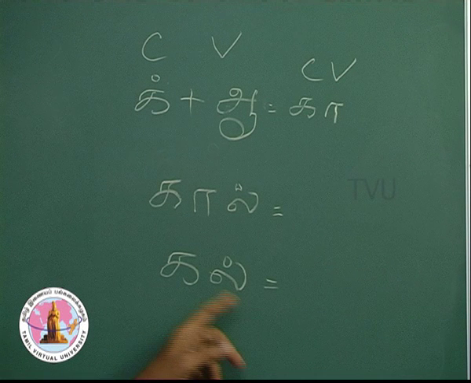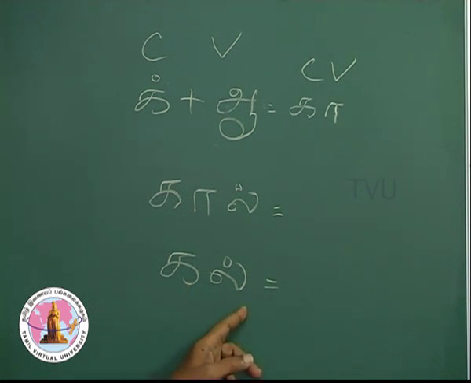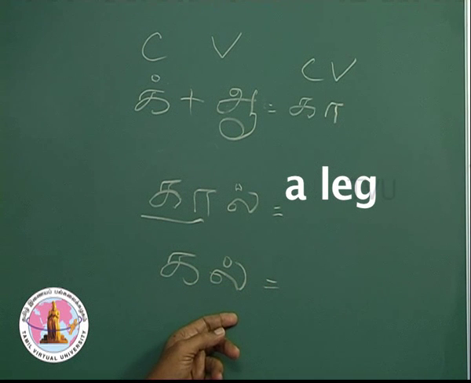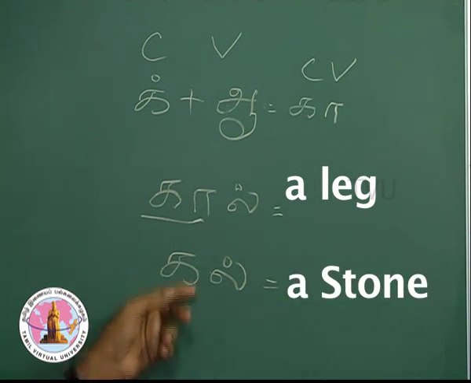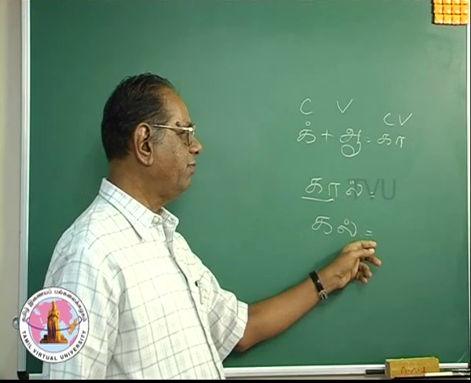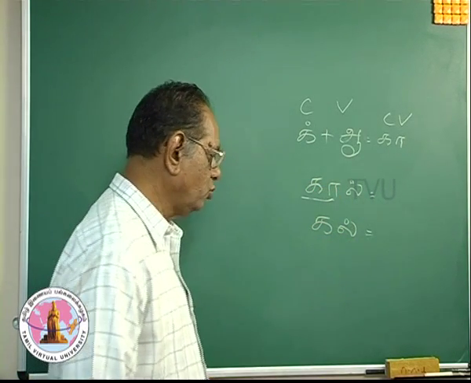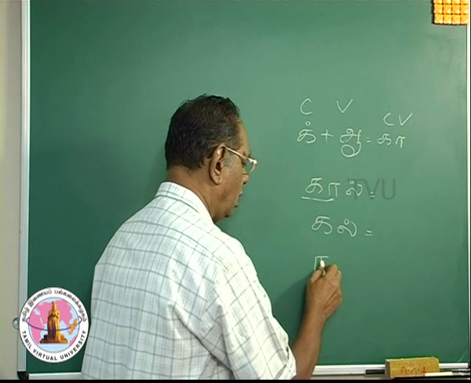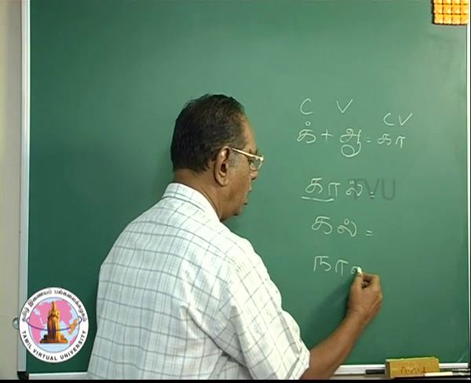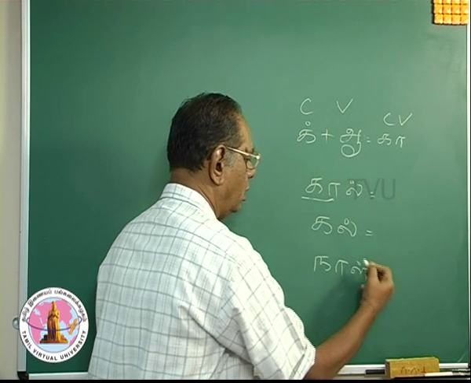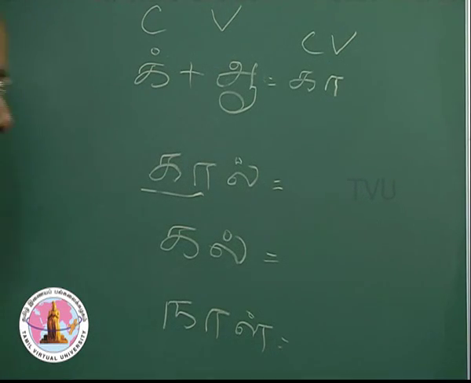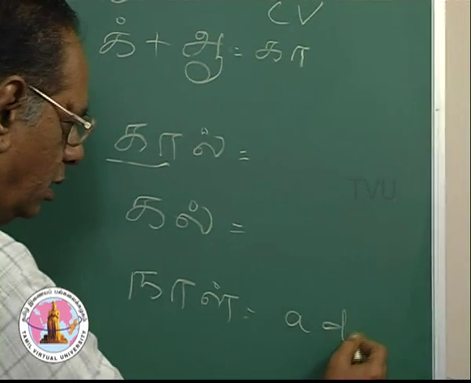This is kal, ka and il. This means a leg and this means a stone. So, the elongation of the consonantal vowel brings in a difference in the meaning. Kal and kal. So also we saw nal, a day. I hope you remember. Nal, a day.